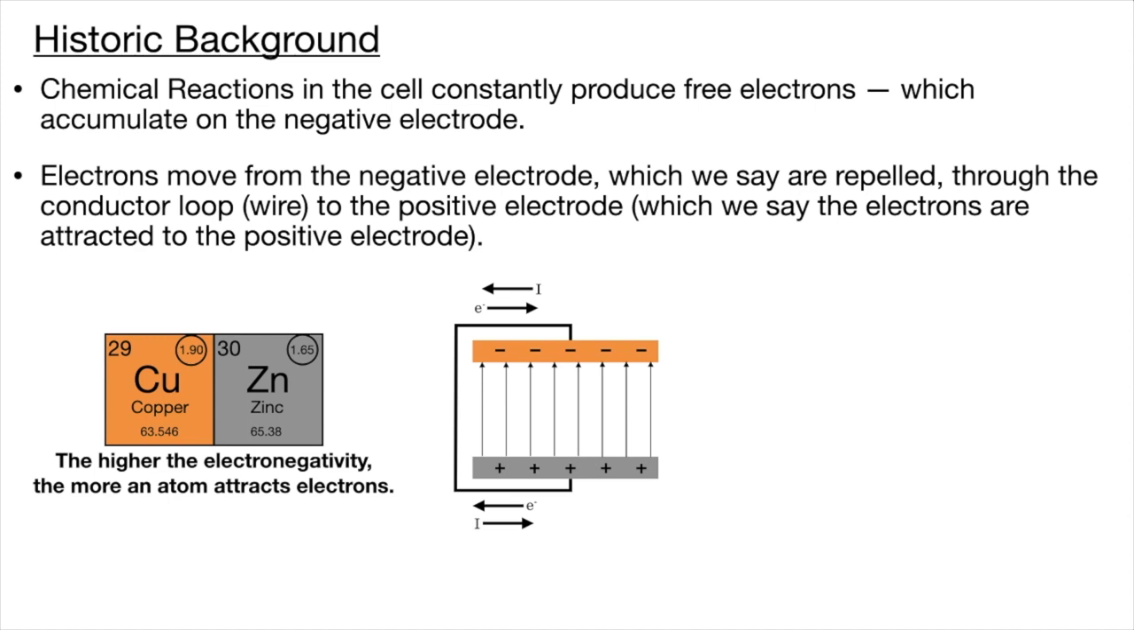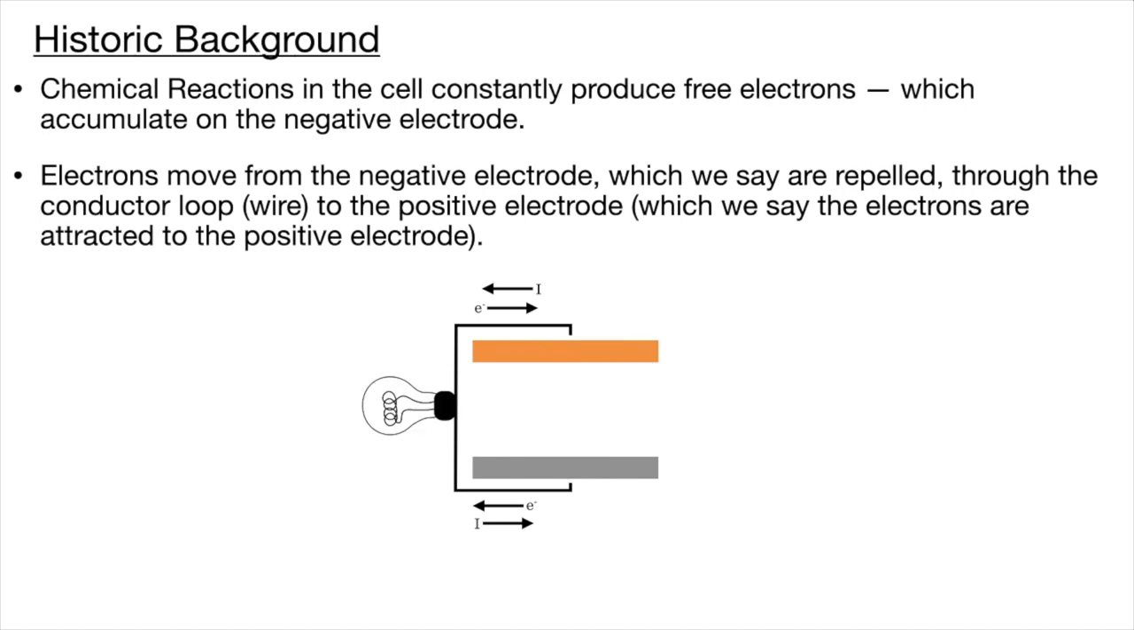The way we draw these diagrams is that current goes from the positive to the negative. So the electric field goes from the zinc to the copper. If we were to attach a light bulb to this picture, we could then see what happens when we attach the wires to the metals.